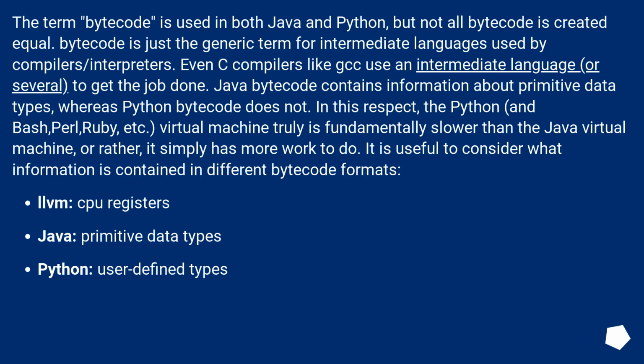In this respect, the Python, and Bash, Perl, Ruby, etc. virtual machine truly is fundamentally slower than the Java virtual machine, or rather, it simply has more work to do. It is useful to consider what information is contained in different bytecode formats. LLVM, CPU registers, Java, primitive data types, Python, user-defined types.